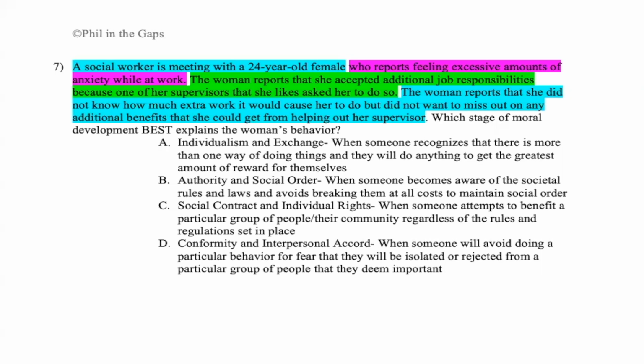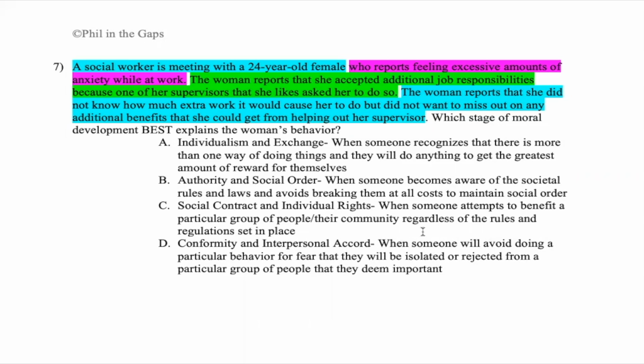So quick review: social worker meeting with a 24-year-old female. That's our client. Reports feeling excessive amounts of anxiety while at work. She reports that she accepted additional job responsibilities because one of her supervisors that she likes asked her to do so. The woman reports that she did not know how much extra work it would cause her to do, but did not want to miss out on any additional benefits that she could get from helping out her supervisor. Keep all that in mind. Look at each answer choice.